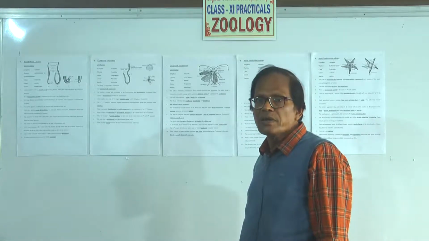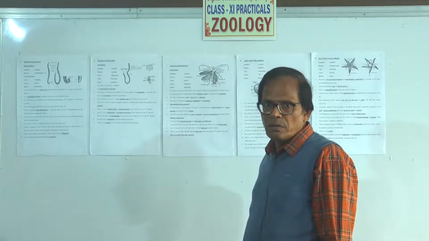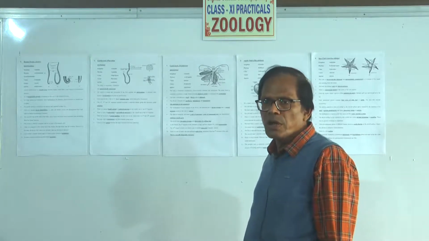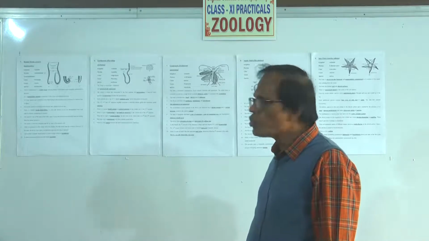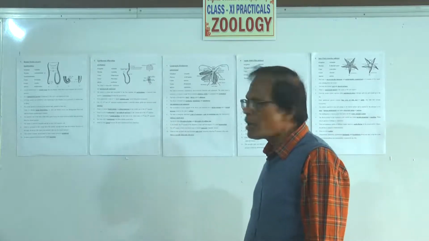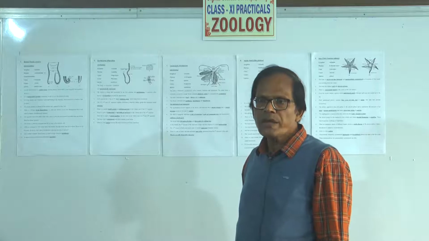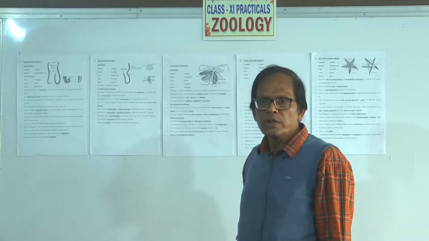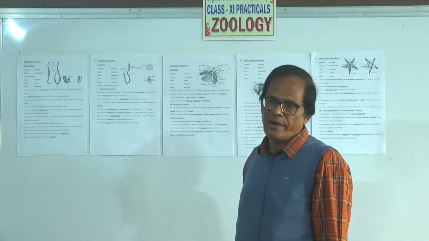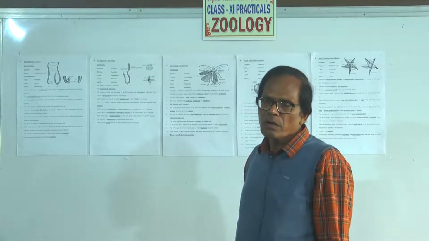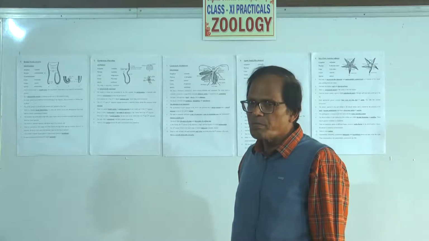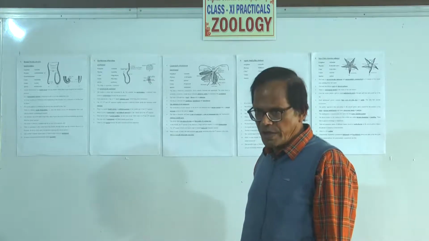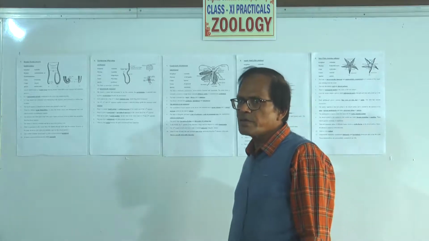The phylum is Arthropoda. The name of the phylum is significant because it is derived from two roots, arthros and podium. Arthros means jointed, podium means foot. The foot is jointed. The foot is made up of many segments joined together. This foot is a jointed foot.